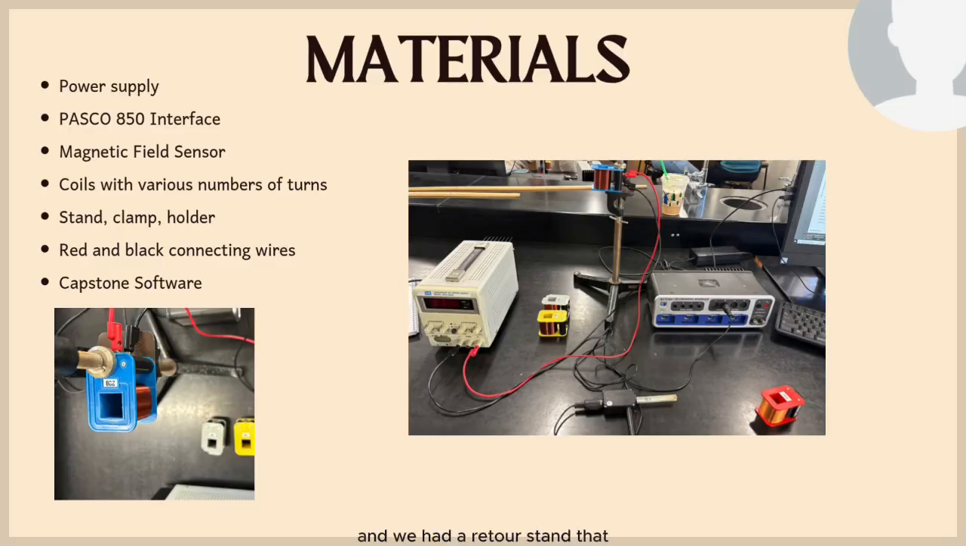We had a retort stand and a clamp that were used to hold the coil steady so the sensor could be placed in the same position every time. And we used a connecting wire to complete the circuit between the power supply, coil, and interface. Together, all these materials allowed us to create a controlled setup to test the relationship between the number of turns and magnetic field strength.